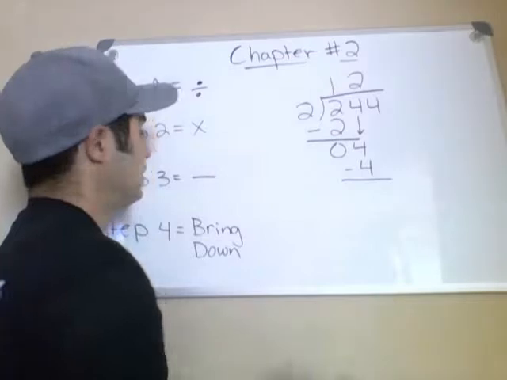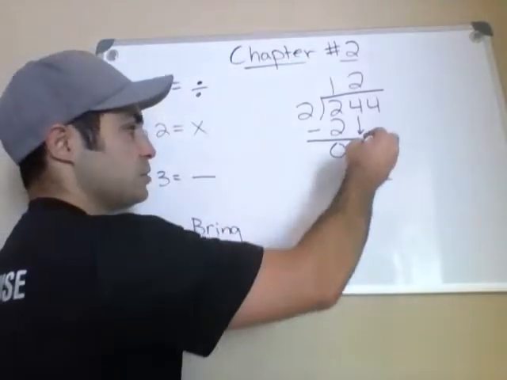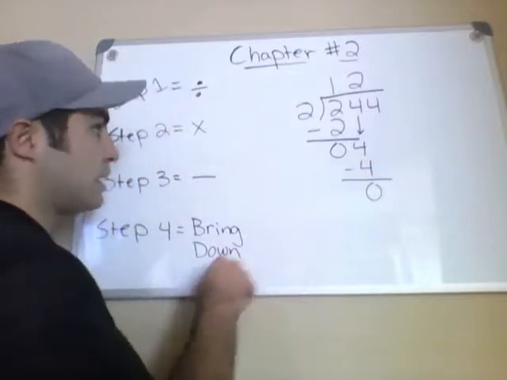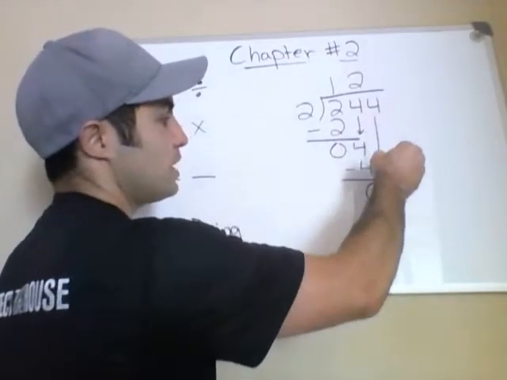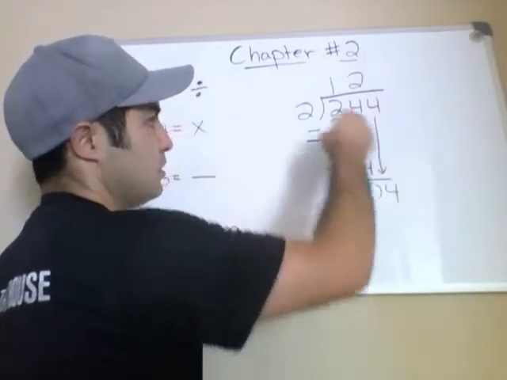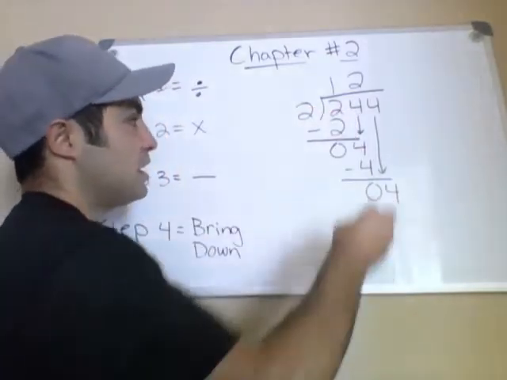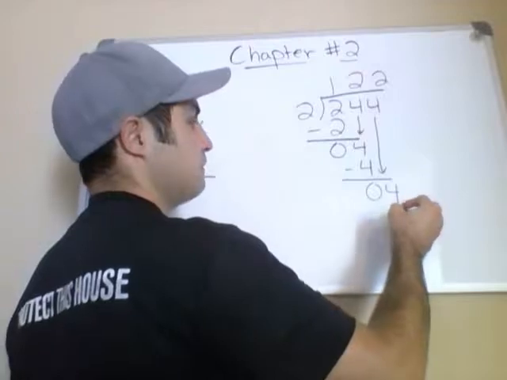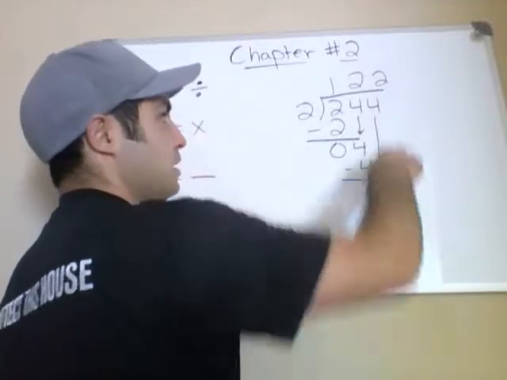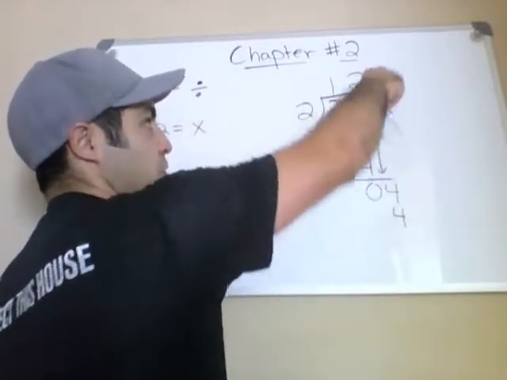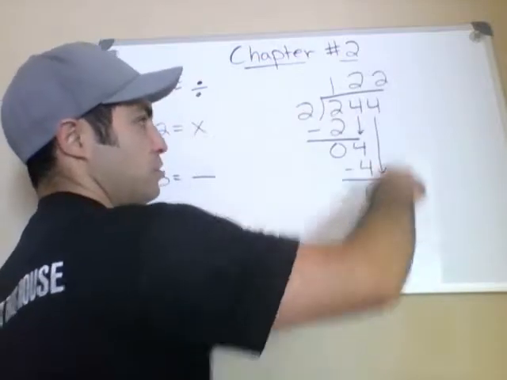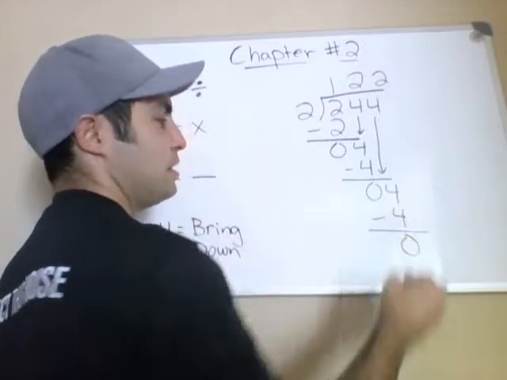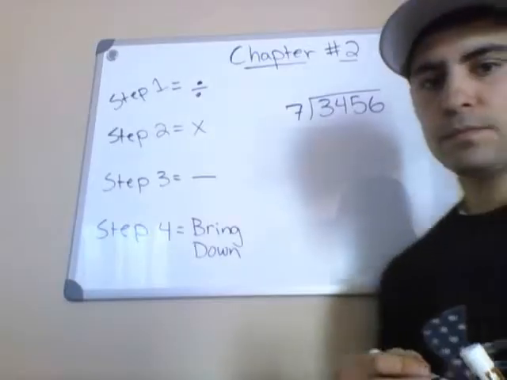Next step is subtract. So I'm going to subtract 4 minus 4 is 0. And the last step is bring down. Make sure you come straight down. 2 will go into 4 how many times? 2 times. 2 times 2 is 4. Write the answer to your multiplication right below what you multiplied. And then your last step is subtract. And there is not a remainder.